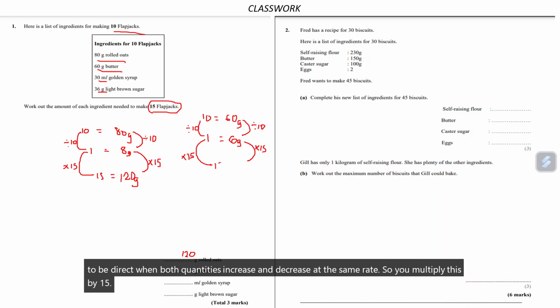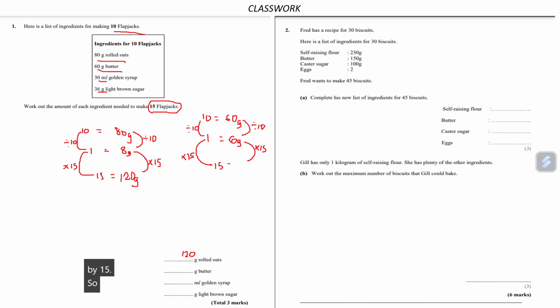So for 15 flapjacks, you will need 6 times 15. So let's look at it. 15 times 6 should be 90, but let's have a go and check.